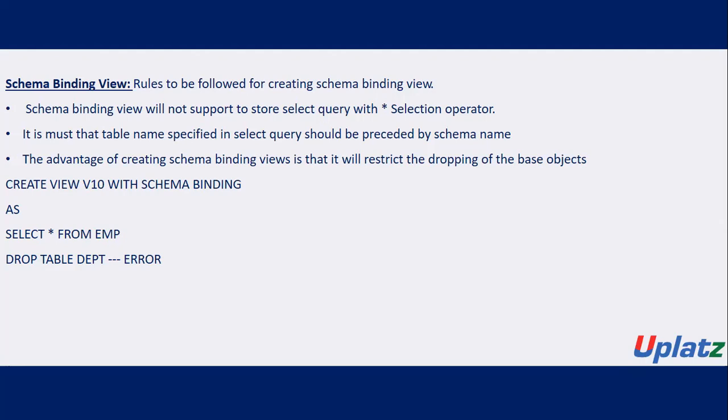That is the point here: the schema name. It is a must that the table we specify in the select query must be preceded by the schema name. We have to mention the associated schema of the table in the select query, followed by the table name. The advantage of creating a schema binding view is that it will restrict the dropping of the base objects.